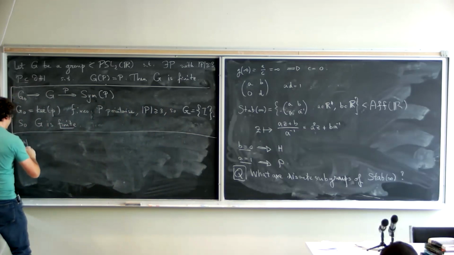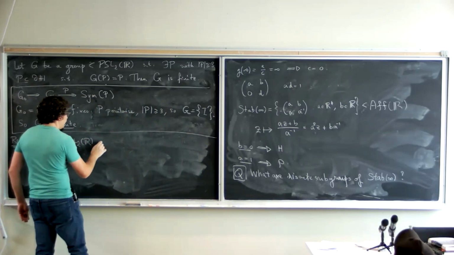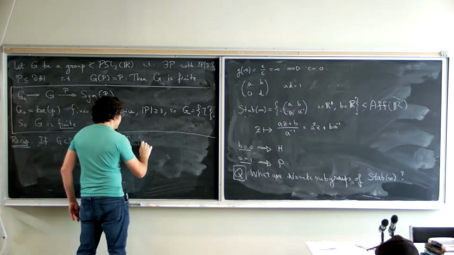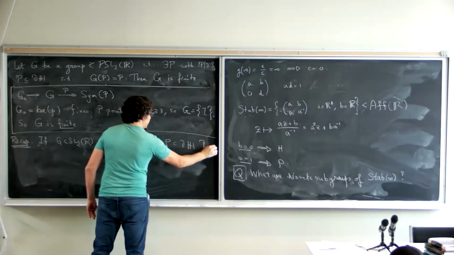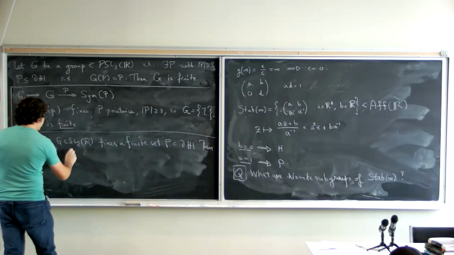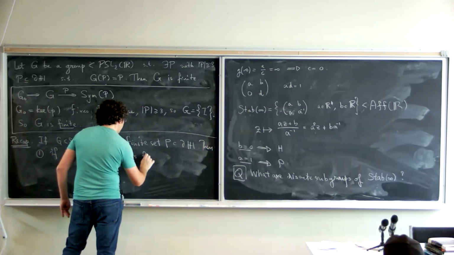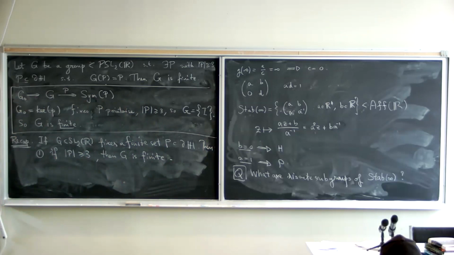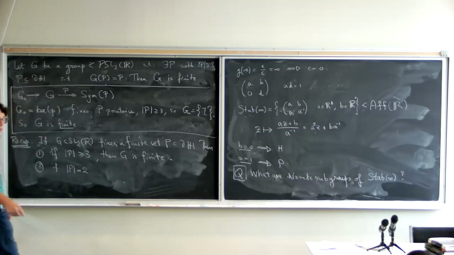So the recap is like this. If G, a subgroup of SL2R, fixes a finite set P in the boundary, then the following is true. One: if the cardinality of P is at least 3, then G is finite. There is really not much to say. You can run a walk on a finite group, but it's not going to converge anywhere because it just has finitely many options.